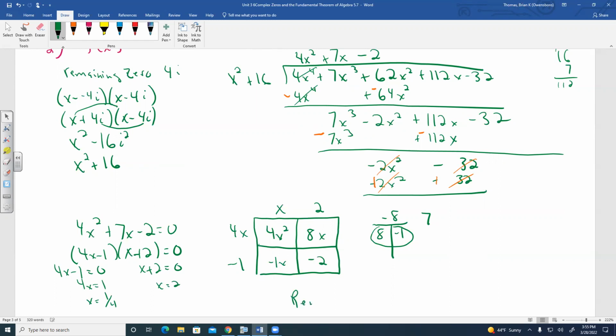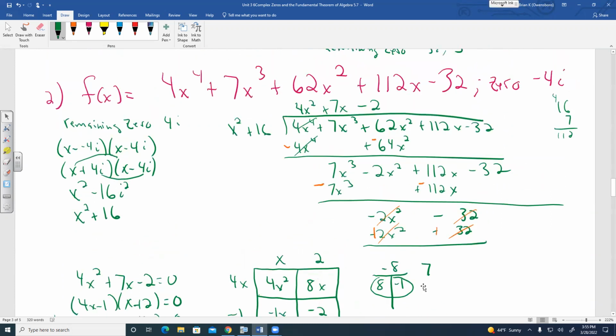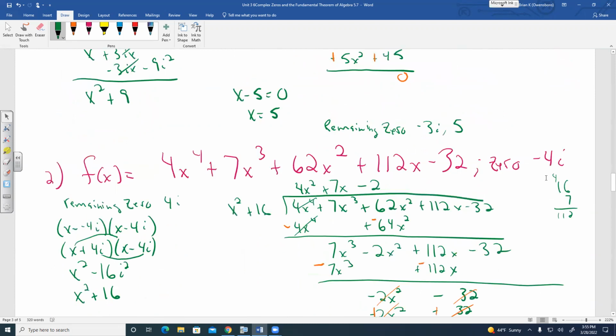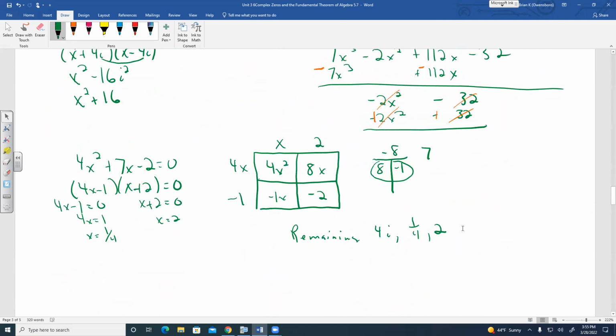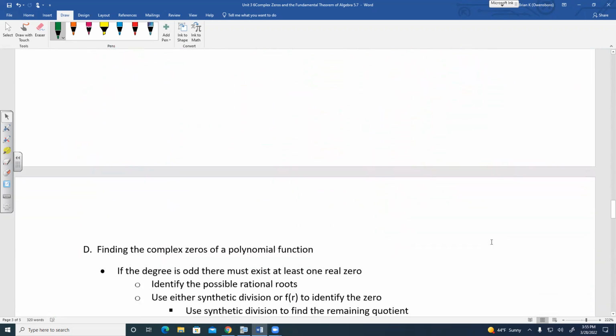So the remaining zeros, well, we had 4i, we found at the beginning, and then we have this 1/4, and we also have this negative 2. So we have 3 remaining, plus the original, which is the negative 4i. Notice how the degree was a 4. So we were looking for 4 zeros. They gave us 1, and we found 3 of them. So that's solving that problem for the remaining zeros.